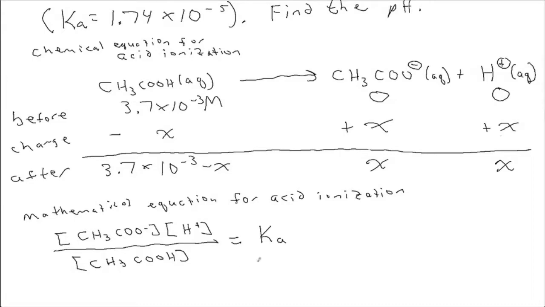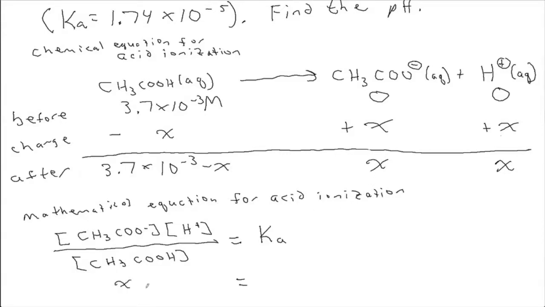Tell me when you have that down. Okay. Now we have to start plugging in using our table. We're going to use the after row of the table to plug in, because the after row shows us what things look like in equilibrium. So according to the table, what's going to be the CH3COO minus concentration in equilibrium? X. That's right. You got that from here.